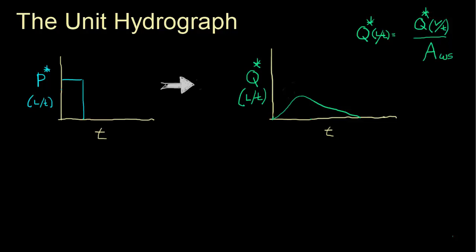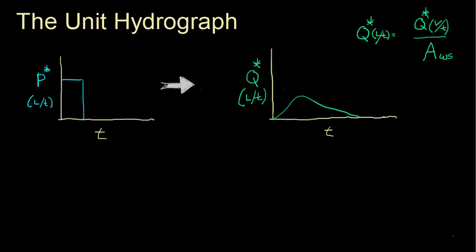Okay, let's talk about the unit hydrograph. Remember, the goal is to predict the event hydrograph from a precipitation event. So some precipitation falls on a watershed, and we want to look at the response in the discharge of the stream that's draining the watershed at its outlet.